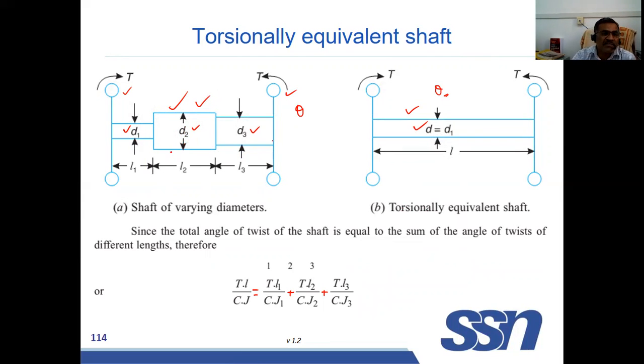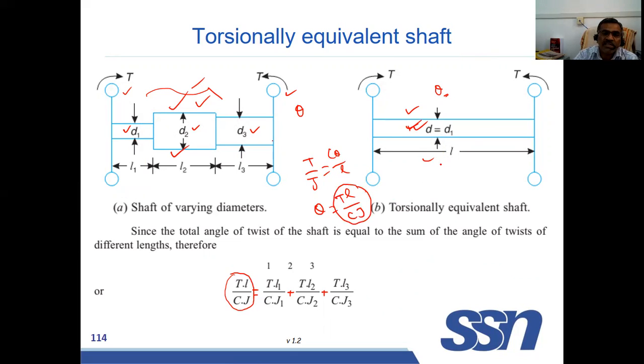So instead of this shaft, we have to convert to some equivalent shaft which has a uniform diameter, but for the applied torque, the angular deformation of this shaft and these three shafts must be equal. This is the theta of the equivalent shaft. How to find theta? We know T by J is equal to C theta by L. So theta is equal to TL by C into J.